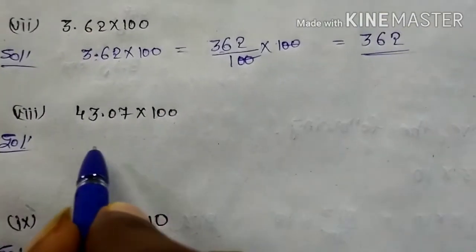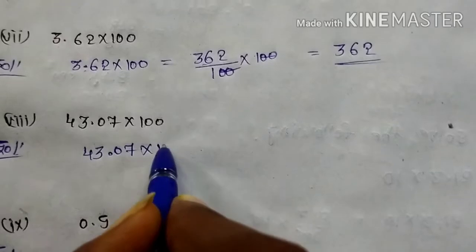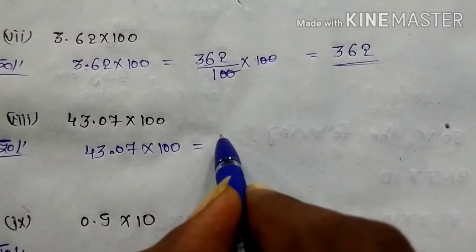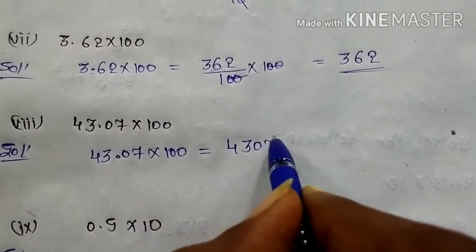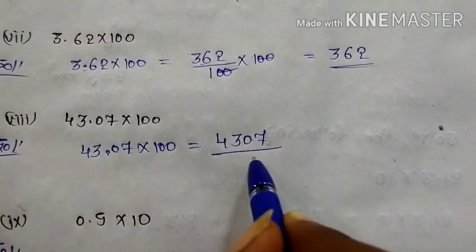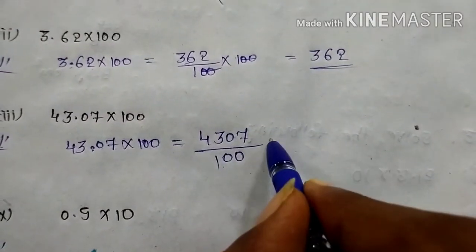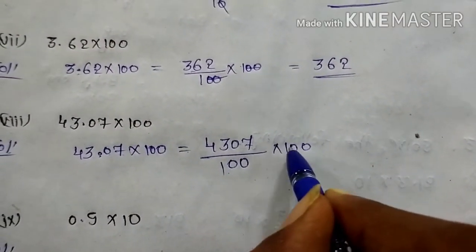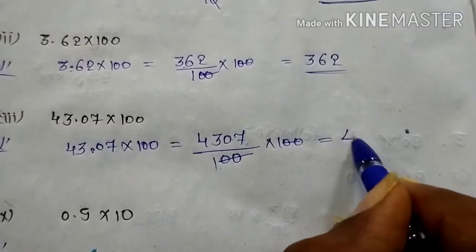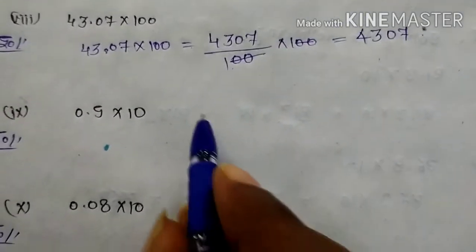One more: 43.07 into 100. You can write 4307 by 100, because after the decimal point you have 2 digits, so you write 2 zeros. That means 100 into 100. The 100 cancels, and your answer is 4307.